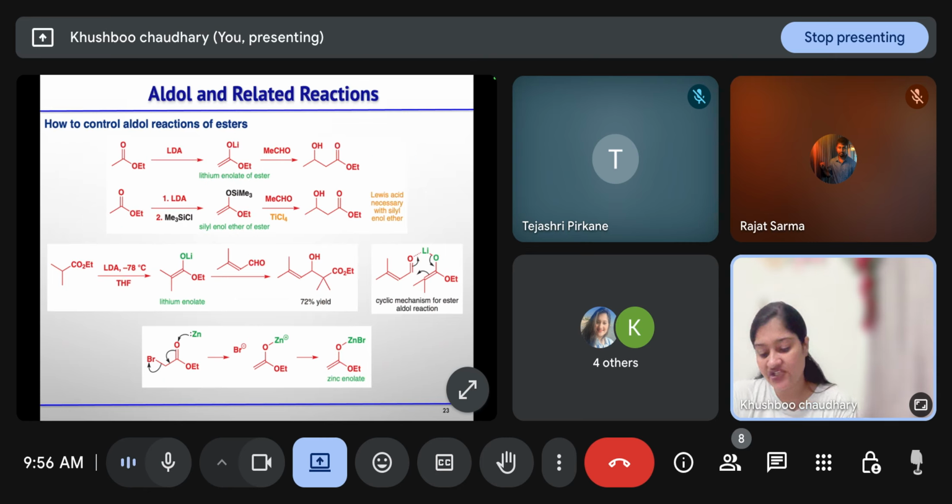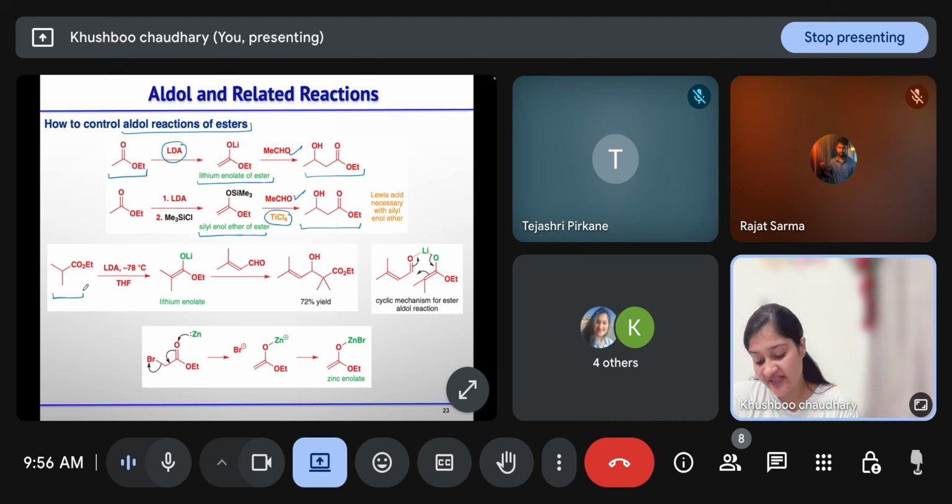And how can we control aldol reactions of esters? For that, we can use the lithium enolates of the ester or enol ethers of the esters. So again, LDA on treating with these esters will form the lithium enolate of the ester, which on reaction with acetaldehyde or any aldehyde will give you the beta hydroxy esters. Similarly, LDA and then reaction with TMSCl, so silyl ether will form, and in the presence of some Lewis acid, it will react with aldehyde to give you the beta hydroxy esters. Lewis acids are necessary for reaction of silyl ether.